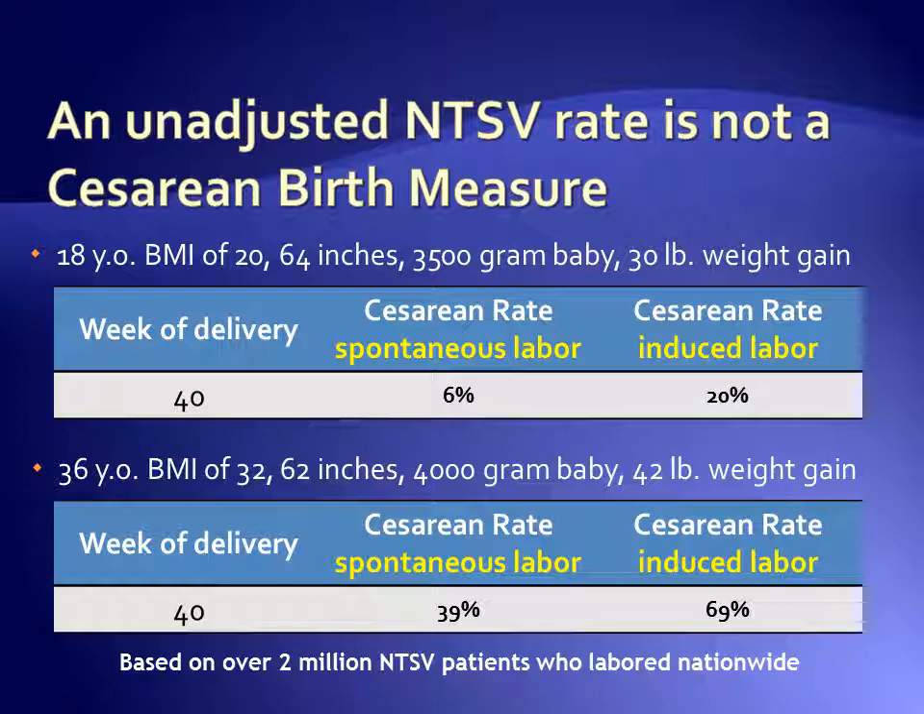If a hospital's average patient is similar to this 36-year-old, then it really doesn't matter how good the obstetrical care provider's interventions are. They will never, I repeat, never, be able to achieve the target NTSV cesarean birth rate being set by the World Health Organization, Healthy People 2020, the Joint Commission, the Leapfrog Group, or any other organization that is using a cesarean birth measure that does not account for the inherent risk of the women who are giving birth.